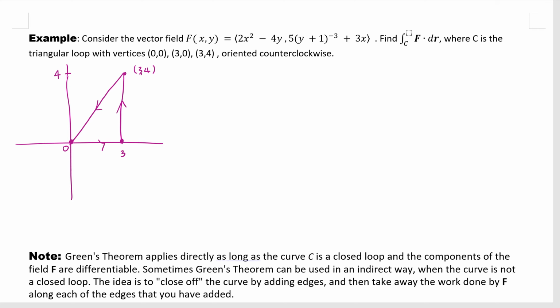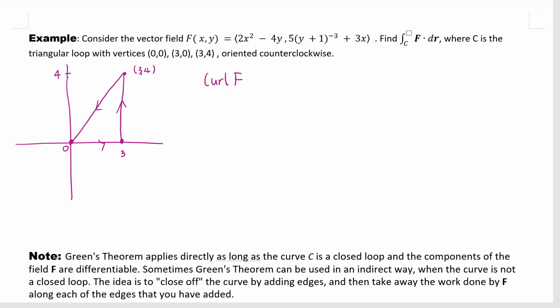If you want to compute the line integral directly, you see there are 3 line segments. You have to split the path into 3 pieces. On each part, you're going to find a different parameterization, compute the line integral, and then add up those 3 integrals together, which is quite complicated. So today, let's use Green's theorem and calculate the double integral.